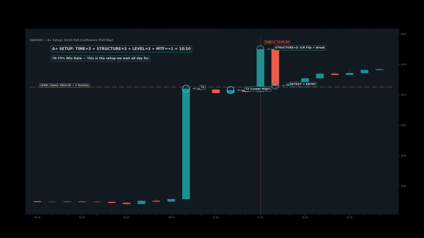Structure score equals 3. Level quality, 3 touches with strong reactions within 24 hours. Excellent. Level score equals 3. Multi-time frame. The setup is visible on both 1-hour and 15-minute charts. Bonus equals 1. Total score, 3 plus 3 plus 3 plus 1 equals 10. Grade A+. Action: take immediately with full position size and 1.5% risk. This is the exact scoring process you will use on every trade.